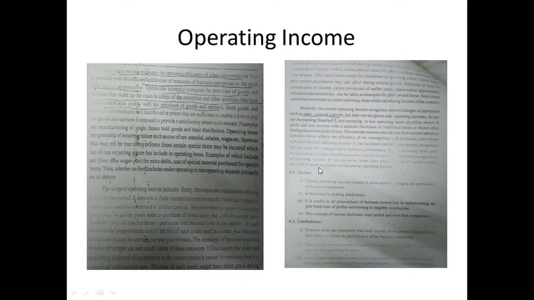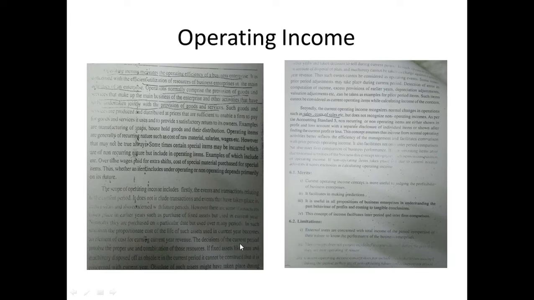Right. Next, the scope includes firstly the events and transactions relating to the current period. It does not include the events that had taken place or will be taking place in the future periods. However, there are some transactions which take place in earlier years, such as purchase of fixed assets, but are used in the current year, right? Normally they are purchased on a particular date, but they are used over many periods. In such a situation, the proportionate cost, that is the depreciation, becomes the current year's cost.